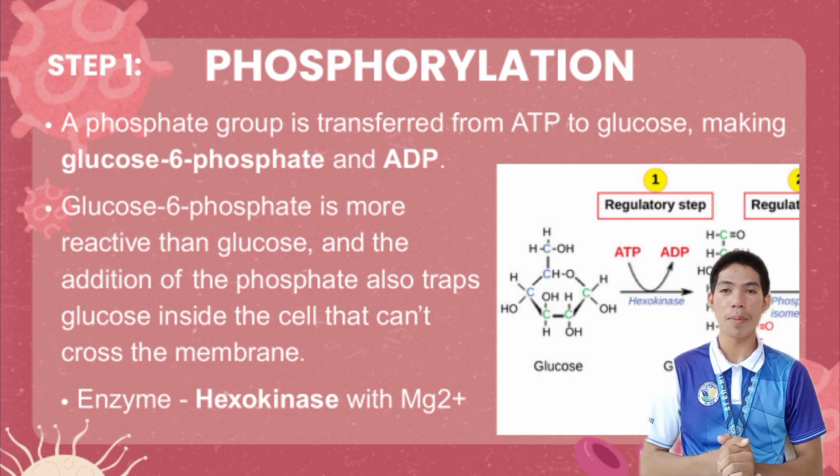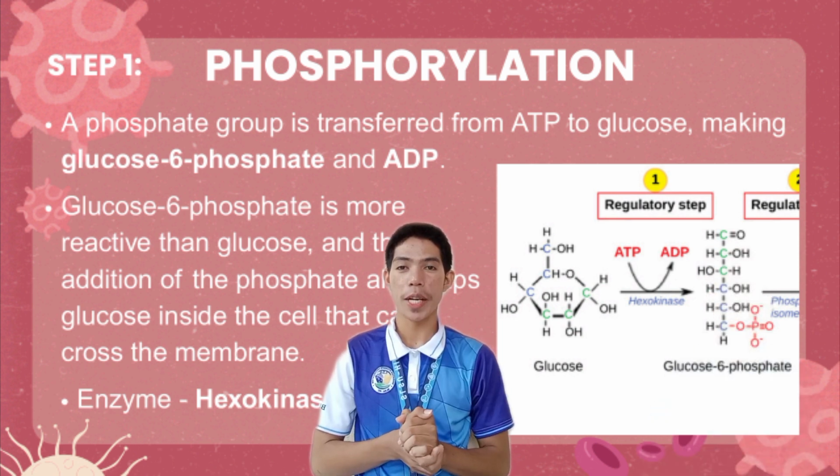Therefore, our responsible enzyme for step 1 of glycolysis is hexokinase with the cofactor of magnesium 2 plus. And here is the figure of step 1 of glycolysis. As you can observe, glucose turned into glucose 6-phosphate. And also, the figure shows that the phosphate group is attached to carbon 6 of the glucose.